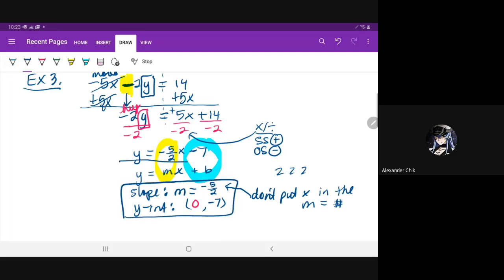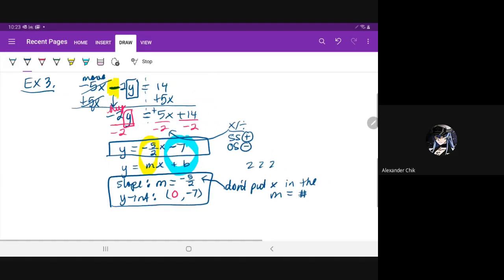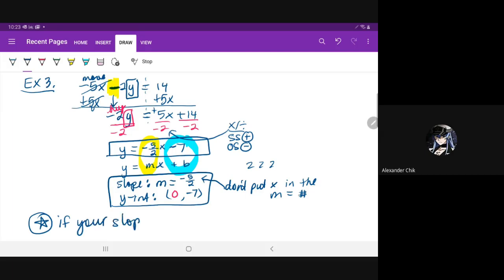And then we should change the format. We need to put a box around that one too. Okay, so I just need to write one more information fact. Let's put a star. If your slope reduces, you must reduce.